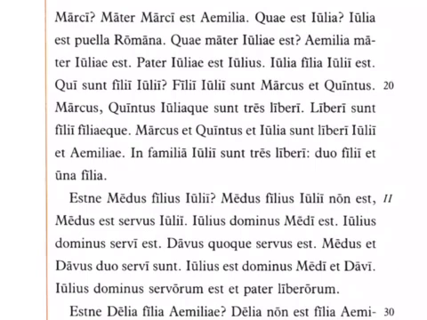Qui sunt filii Julii? Who are the sons of Julius? Filii Julii sunt Marcus et Quintus. The sons of Julius are Marcus and Quintus. Marcus, Quintus, Juliaque sunt tres liberi. Marcus, Quintus, and Julia are three children. Okay, or you could say the three children. Now notice here, liberi.